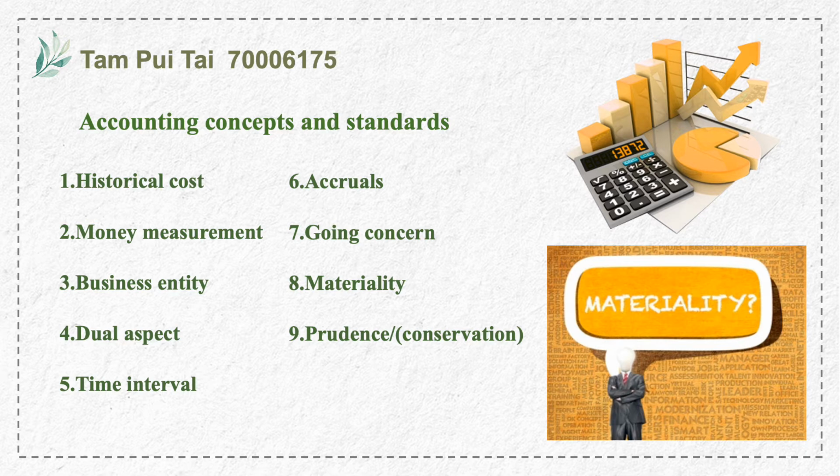Assume that the business will continue to operate for at least 12 months after the end of the reporting period. And number 8 is materiality. Whether an item is material or not depends on the size of the business and is a matter of judgment. And number 9, prudence. Very often accountants have to use their judgment to decide which figures to take for an item.